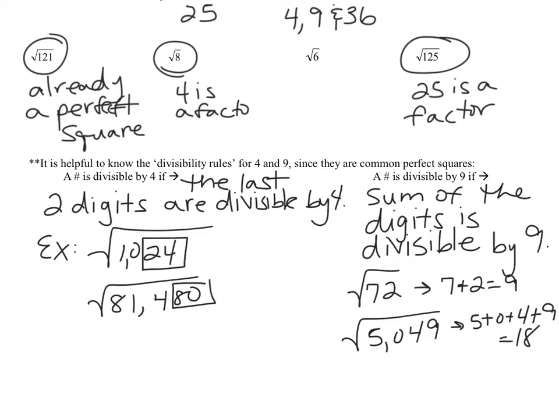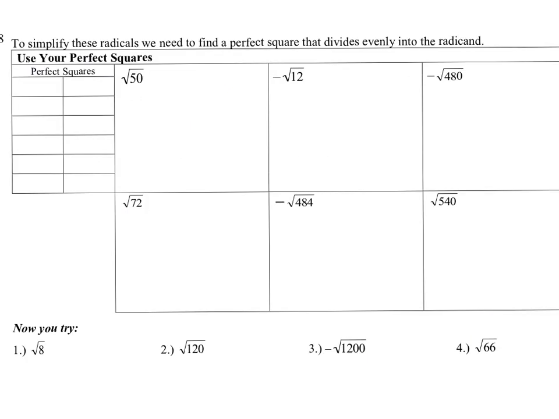And we can even take that even further, right? 1 plus 8 is 9, and 9 is divisible by 9, right? So if you're really trying to figure out if a number is divisible by 9 by just looking at it and without using a calculator, you just add the digits. That's all you do. So now let's go ahead and start talking about how do we simplify these radicals.